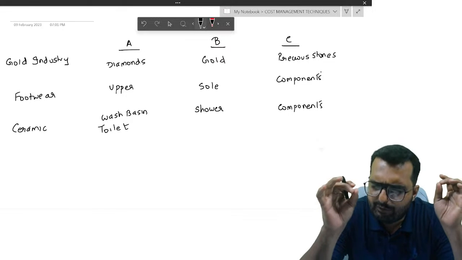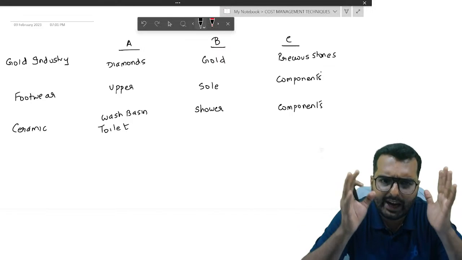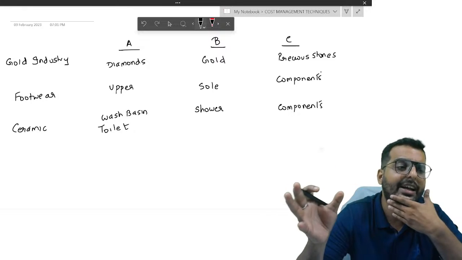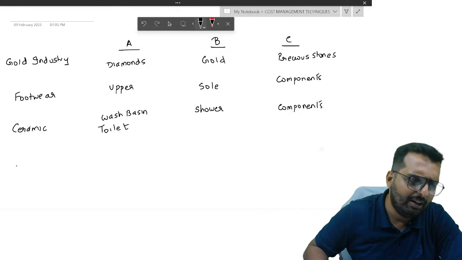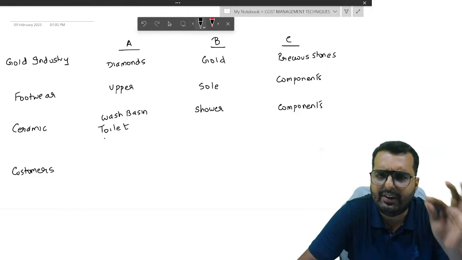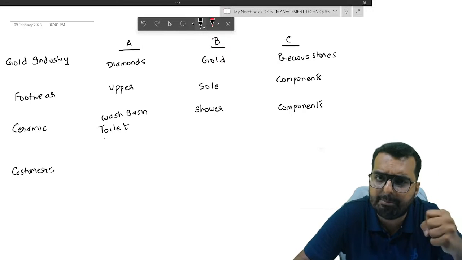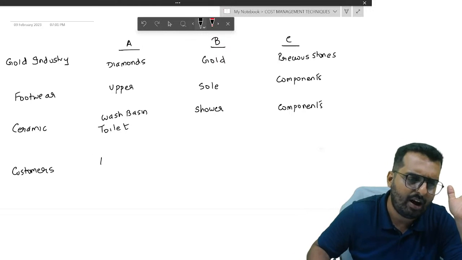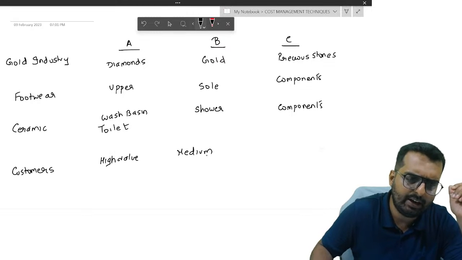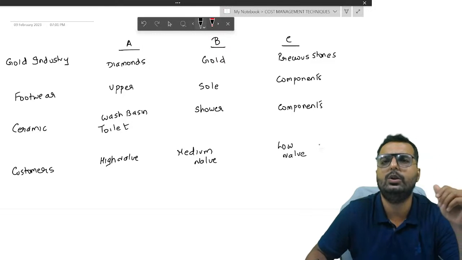Like this, friends, whichever business you take, they will have items which are A category, items which are B category, and items which are C category. Similarly, even if you talk about your customers, you will have 70% of your revenue coming from 10% of the customers. Managing them properly is more than enough. So you have high value customers, medium value customers, then you have low value customers also.